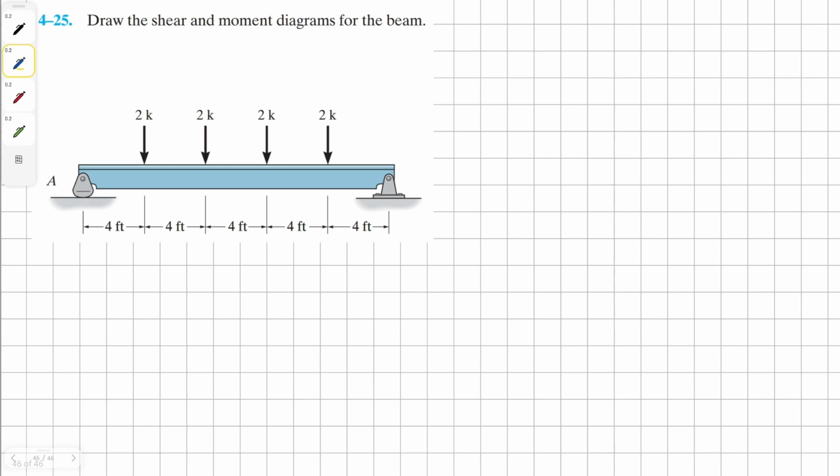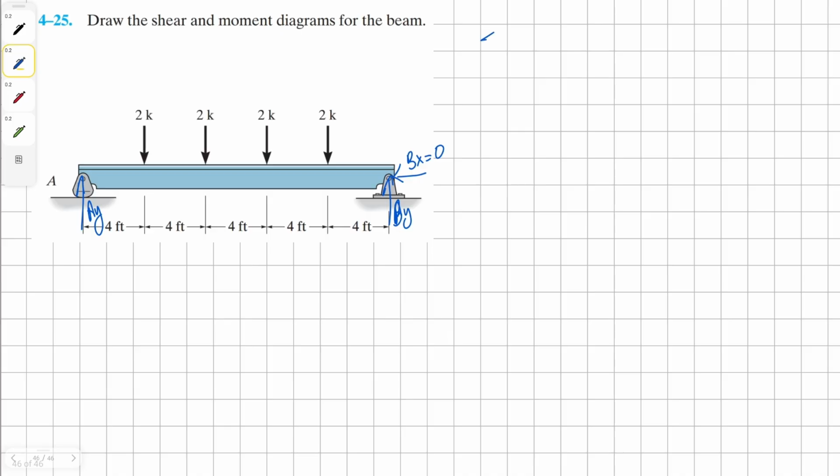Draw the shear and moment diagrams for the beam. So at A, we're going to have a vertical force, and at B, we're going to have a vertical force, but not a horizontal one, because horizontal will be 0 since there isn't any other force acting on it. And before we start drawing, we need these external reaction forces to determine our starting and ending point for the diagrams.